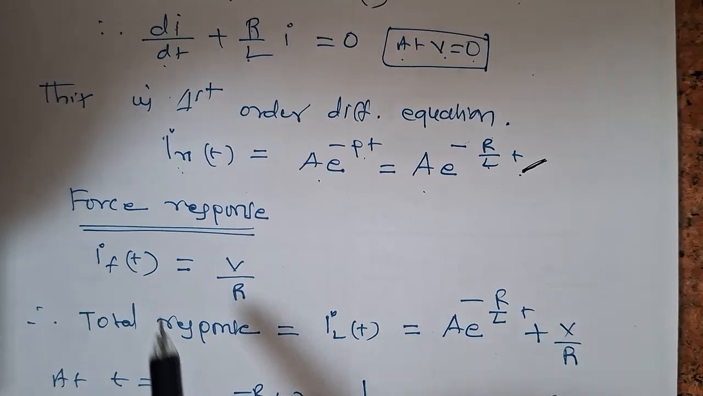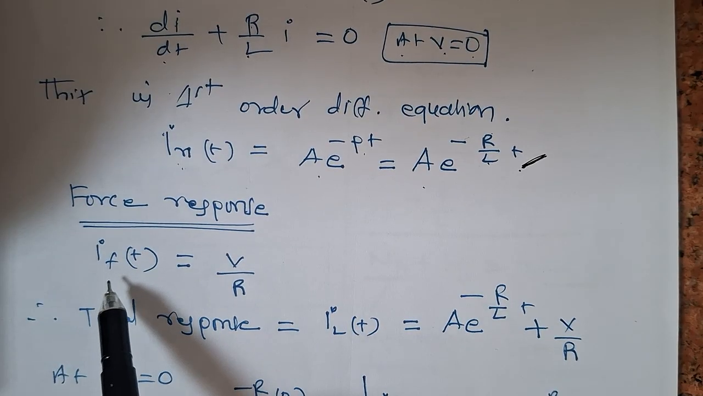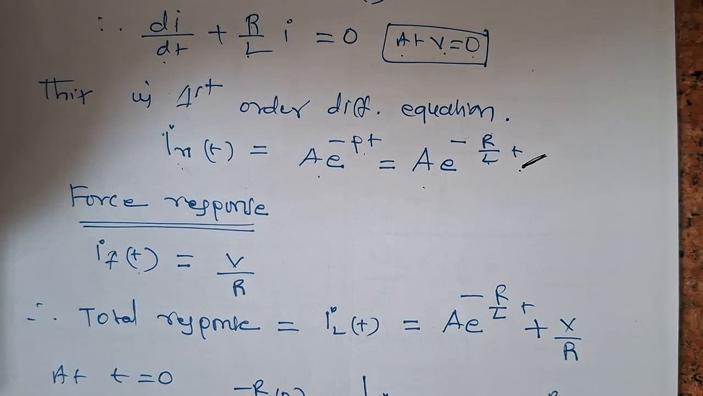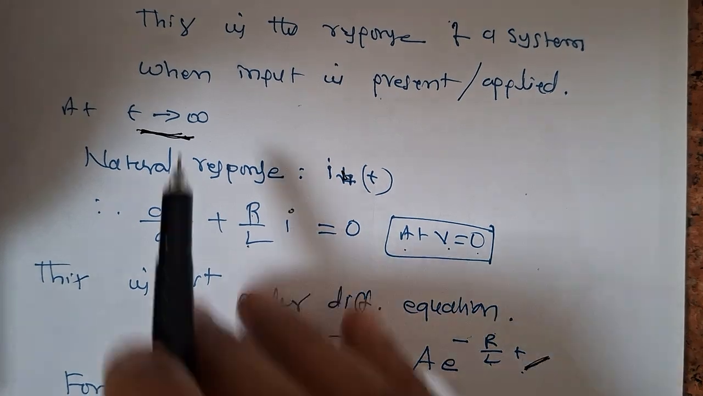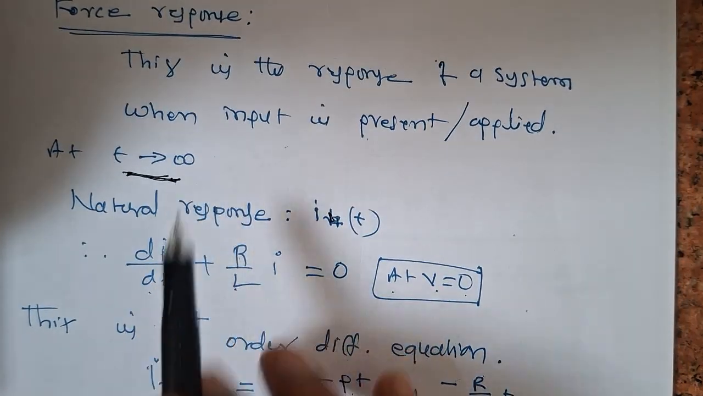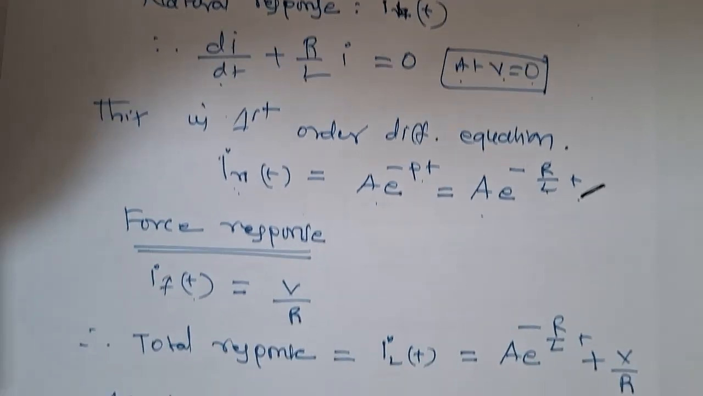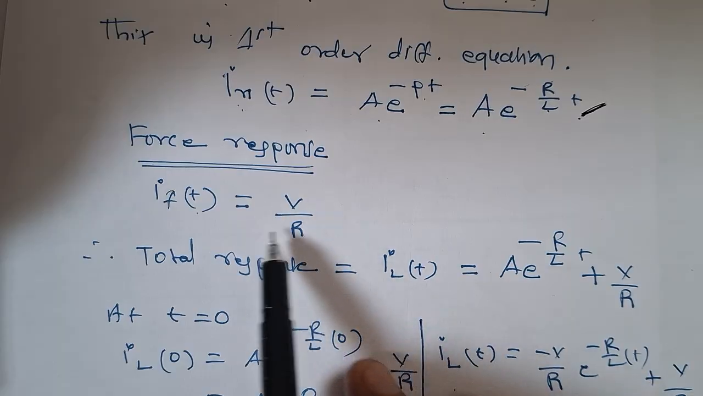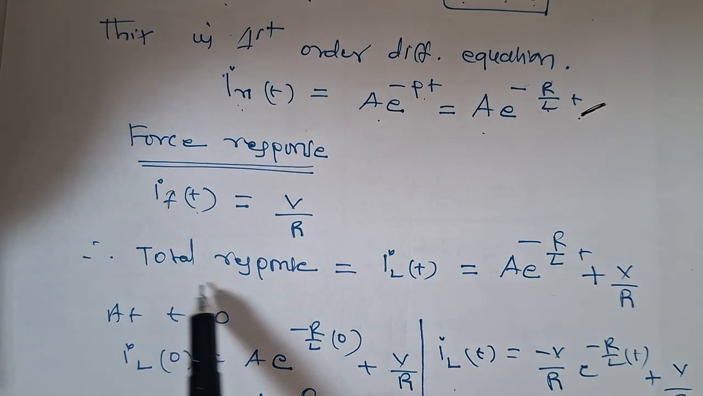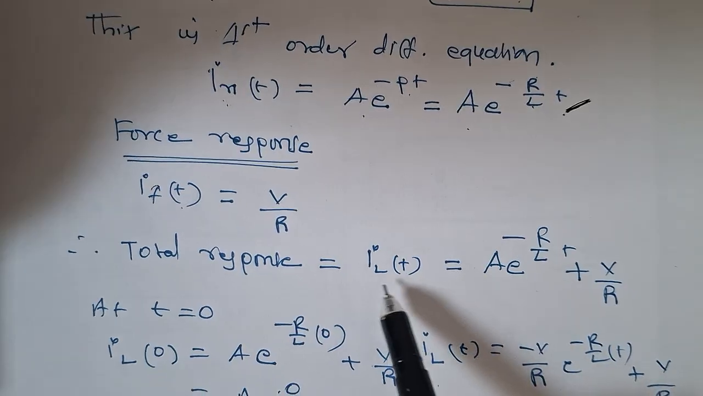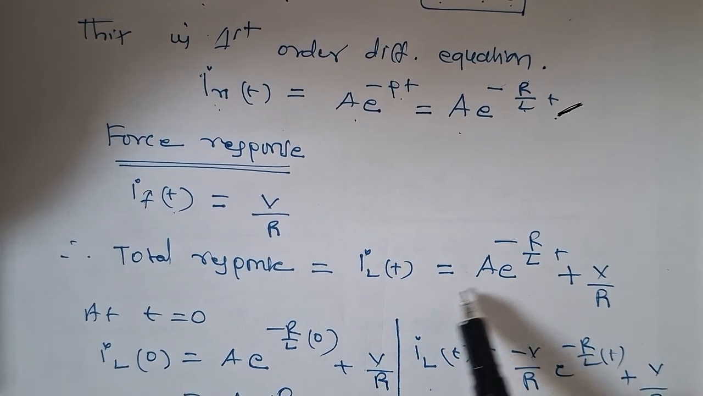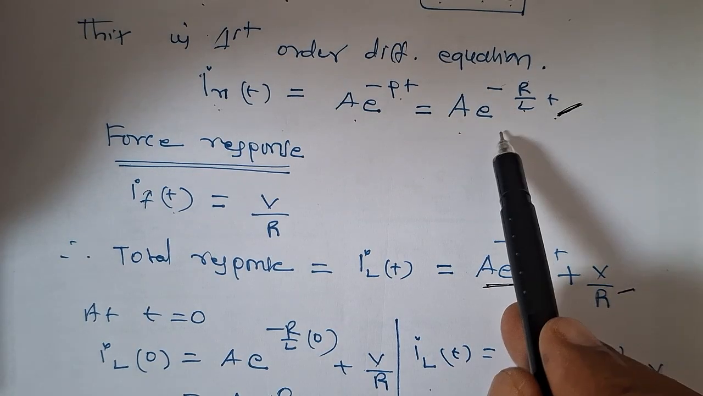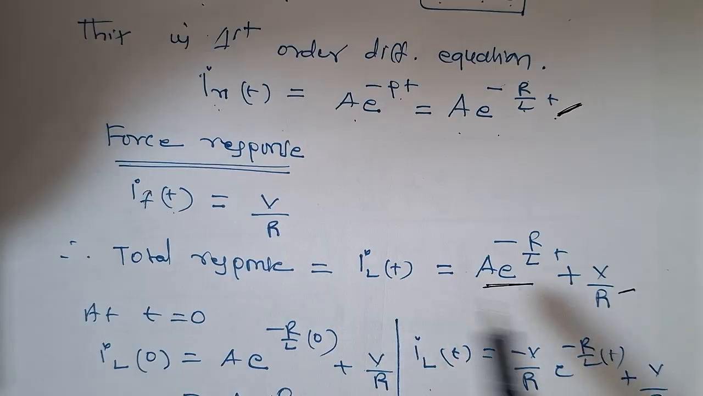And then you take the forced response. The forced response I F of t is nothing but the forced response at t is equal to infinity, V by R. So what is the forced response? When input voltage is applied at t is equal to infinity. So therefore at t is equal to infinity, what is the input? V by R. So the total response I L of t is equal to the natural response plus the forced response. We got here the natural response and the forced response V by R.